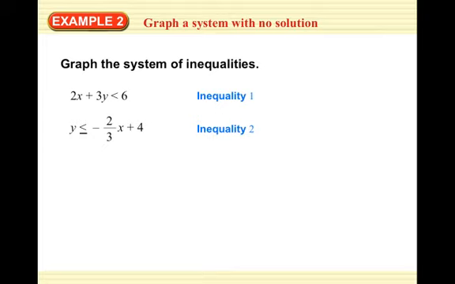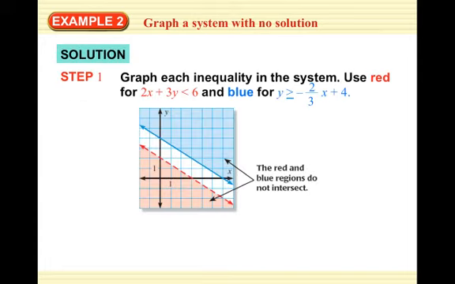So I plotted, in red, the point 3, 0 and 0, 2, and I drew in a dotted line because it's strictly less than. If you test the point 0, 0, you get 0 less than 6, which is true, so you shade below. So that's our first inequality statement.